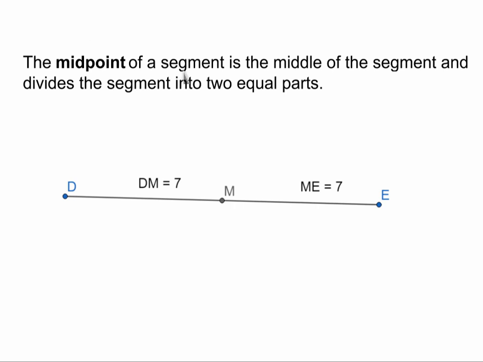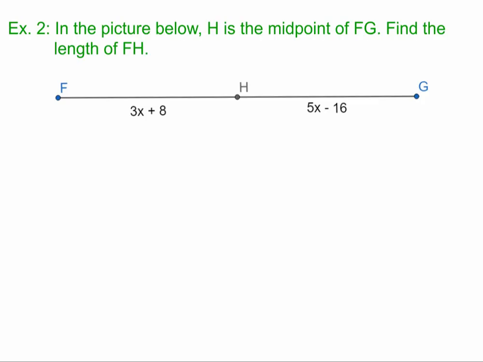The midpoint of a segment is the middle of the segment. It literally just marks the middle of the segment, and it divides our segment into 2 equal pieces. So if I look here, if point M is the midpoint of segment DE, then DM and ME are both exactly the same. They're 7, and the whole thing is 14. So a midpoint just cuts a line segment in half. All right, so using that, we can do another example.